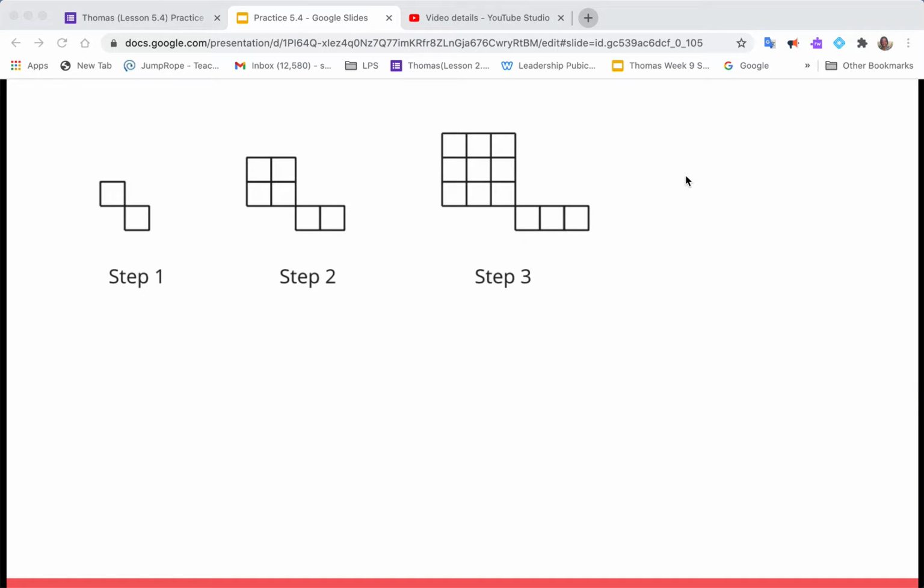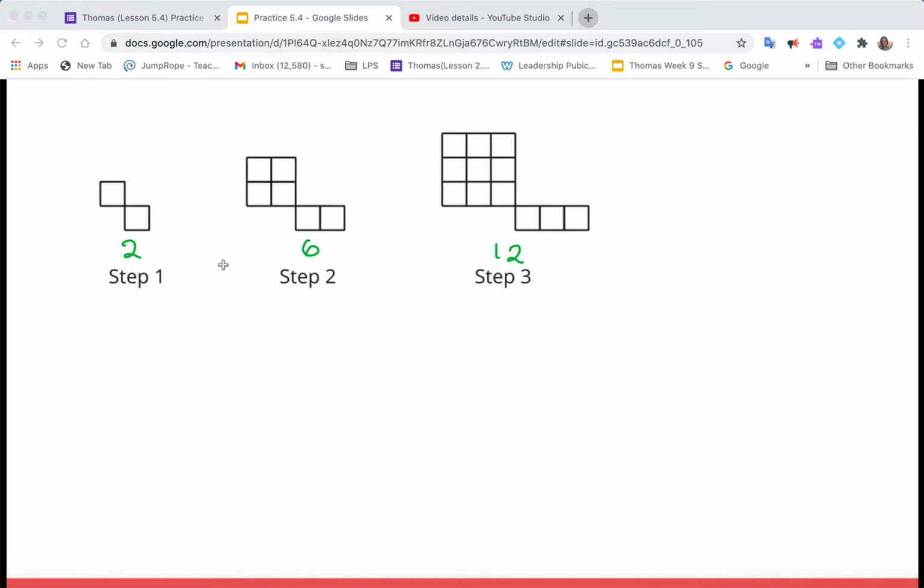So as usual, I like starting by just recognizing the total number of items in each of the steps or the figures. So step 1 has 2 squares in total. Step 2 has 6 squares in total. Step 3 has 12 squares in total.